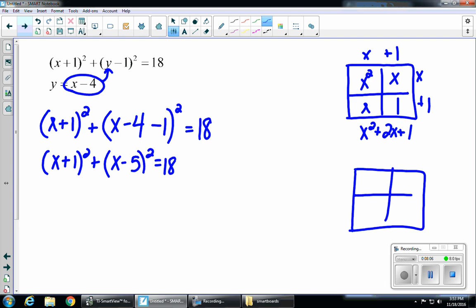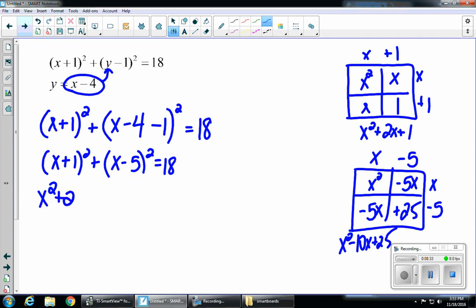And then my box method for the next piece, x minus 5 and x minus 5. x squared minus 5x minus 5x and plus 25. So this gives me x squared minus 10x plus 25. So now I'm going to take each of those pieces and put them back over here. My (x plus 1) squared was x squared plus 2x plus 1. And my (x minus 5) squared was x squared minus 10x plus 25. And this is all equal to 18.